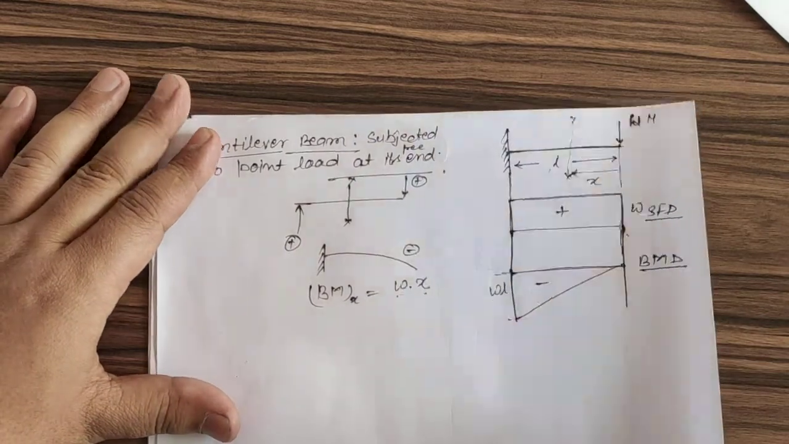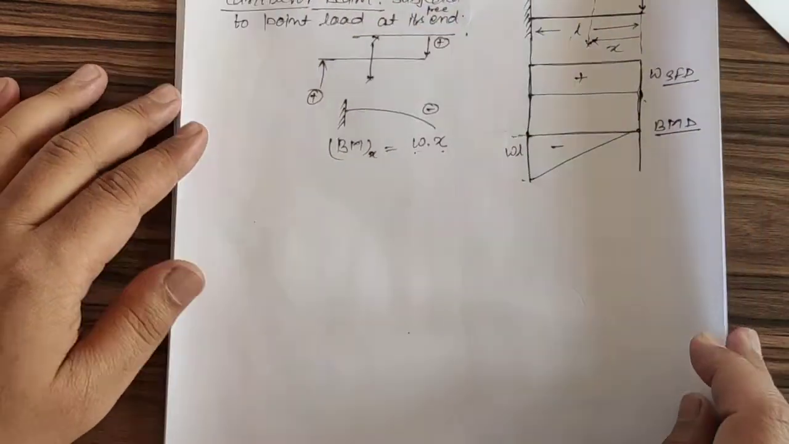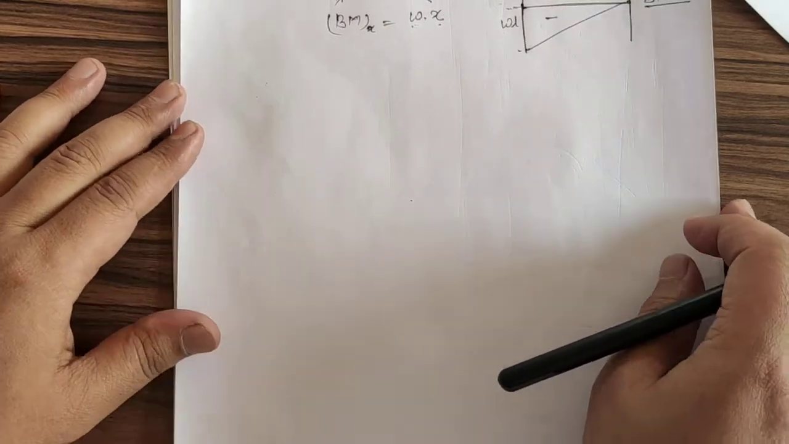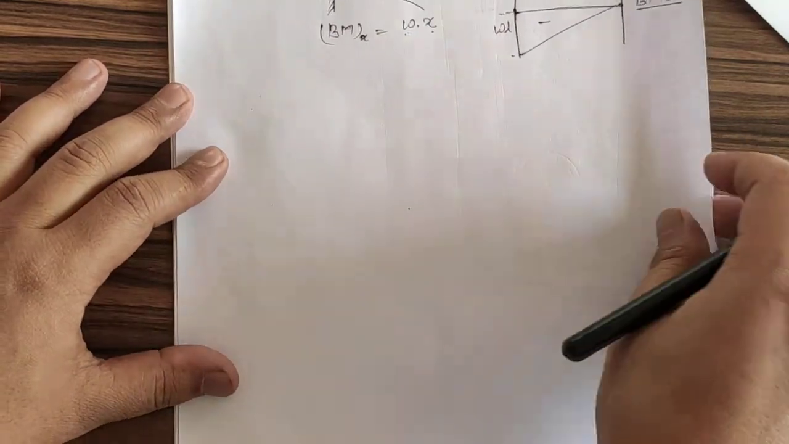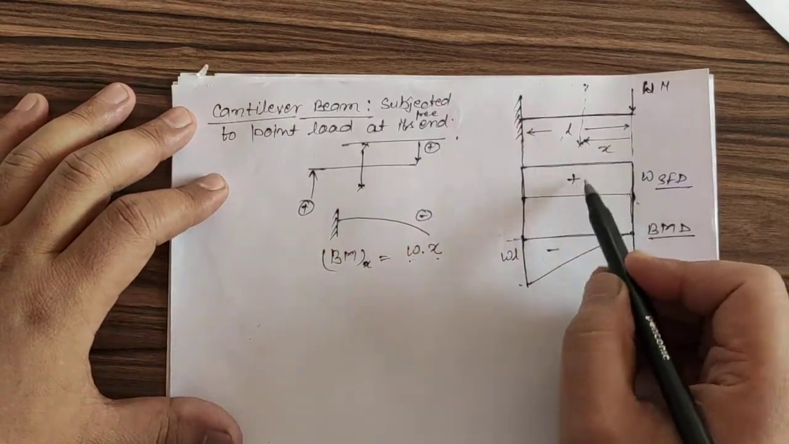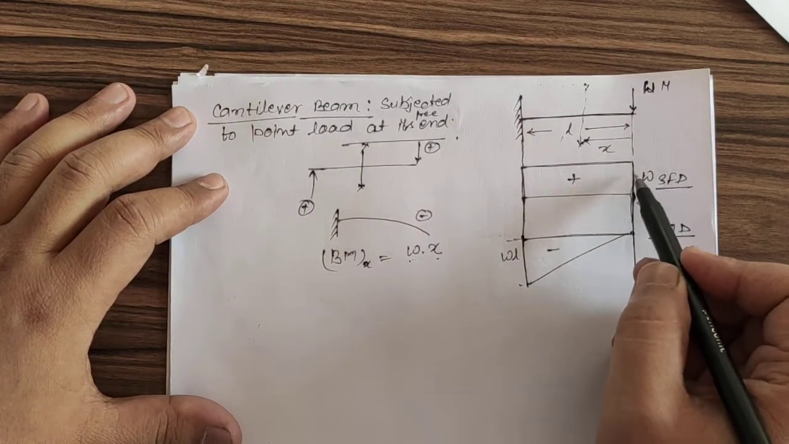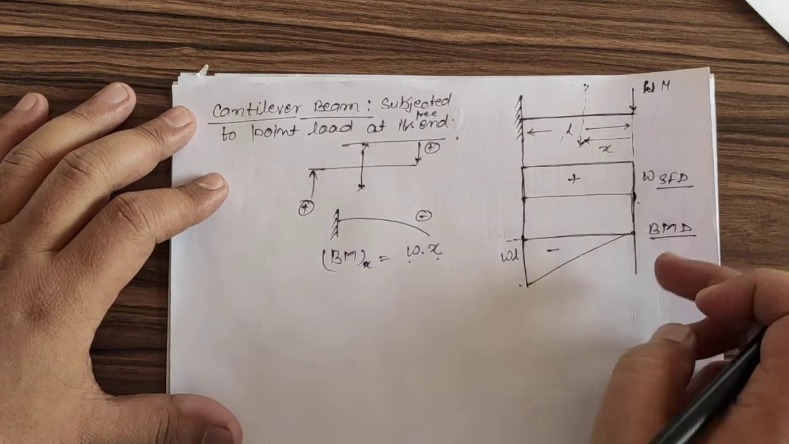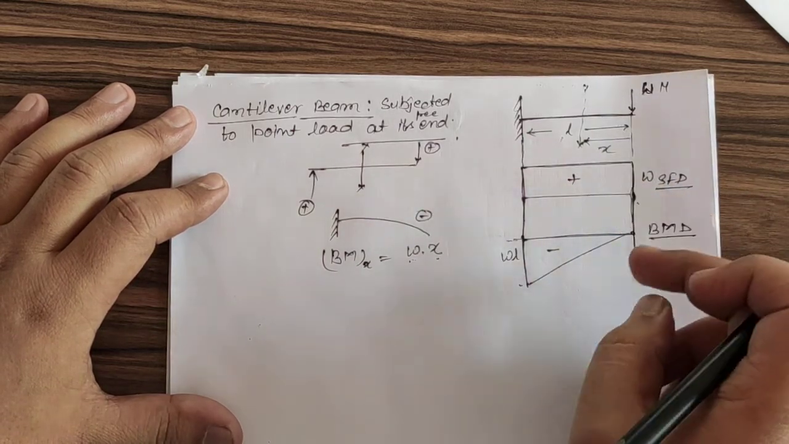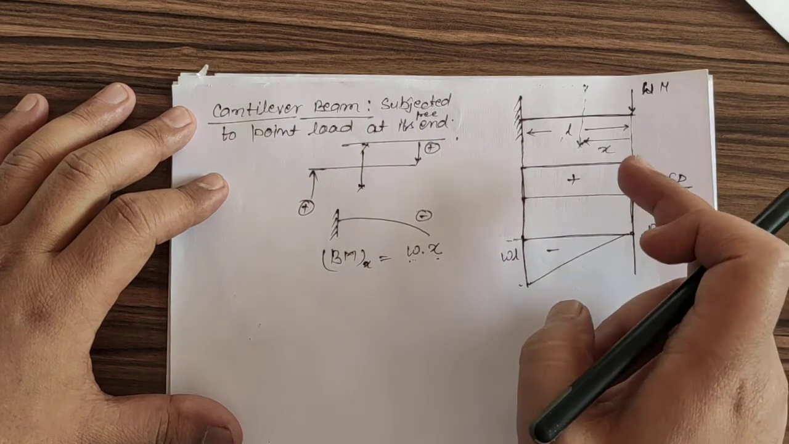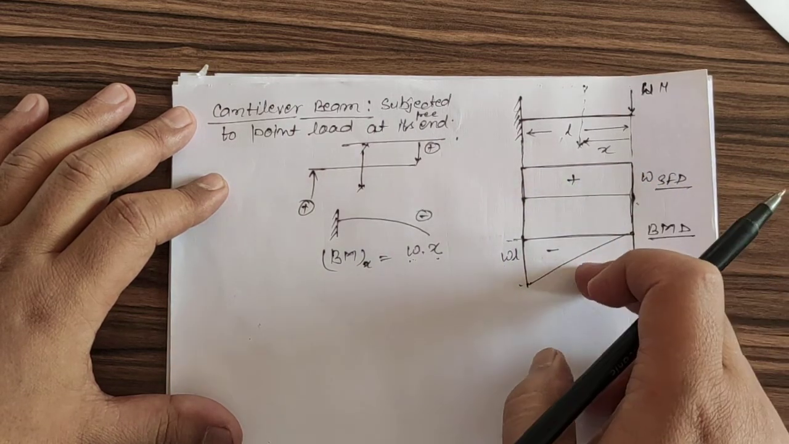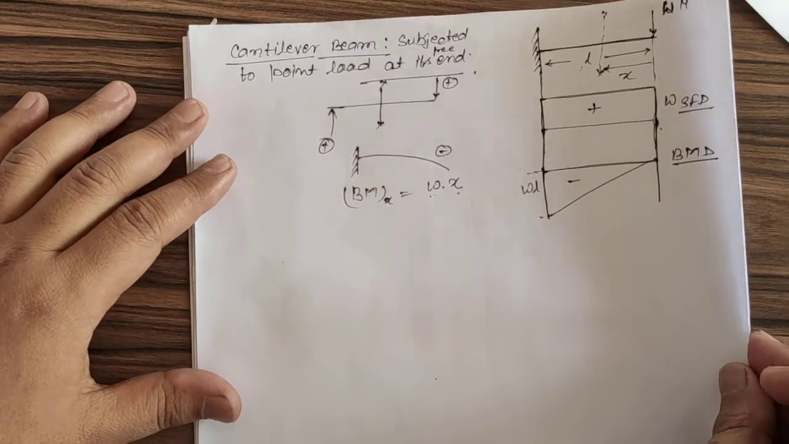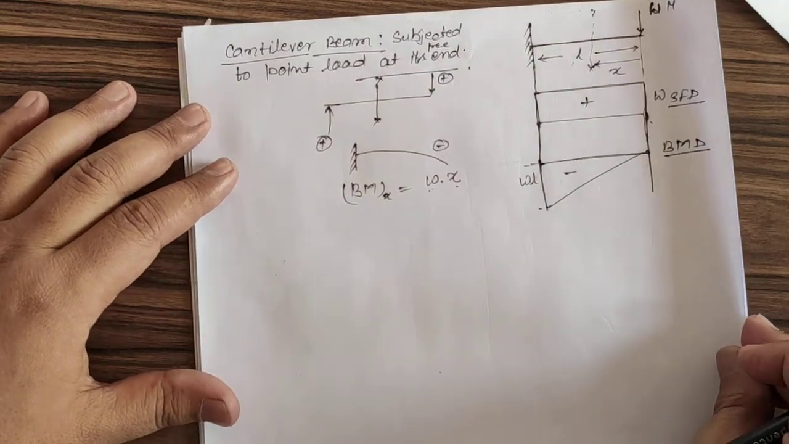Now we can take one more case, the simply supported beam subjected to a uniformly distributed load. Whenever we have a constant value of shear force, then the bending moment will be linear, one order higher. If shear force is linear, then bending moment is parabolic. If shear force is parabolic, then bending moment will be cubic. Bending moment is one order higher than the shear force.